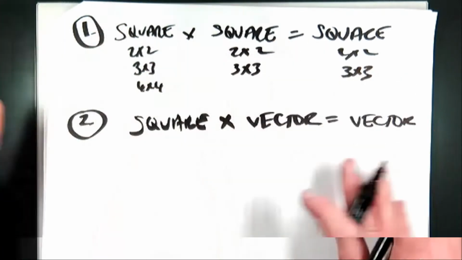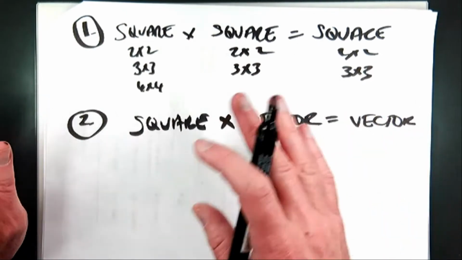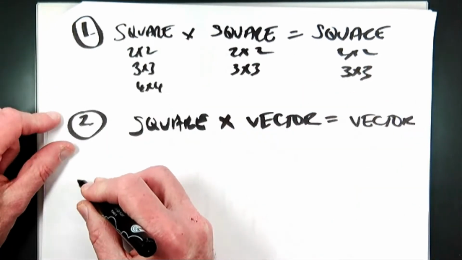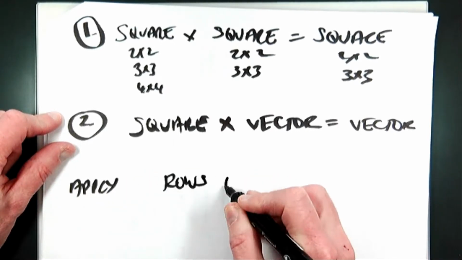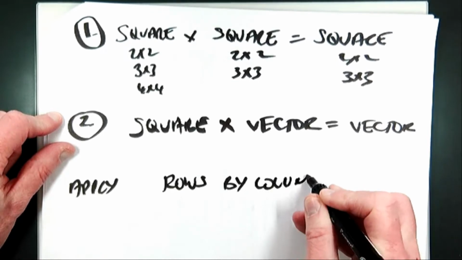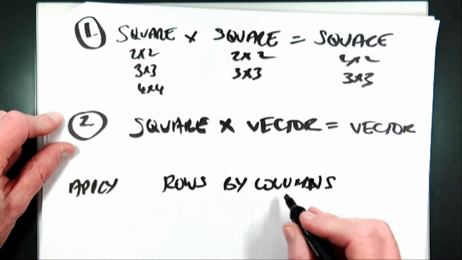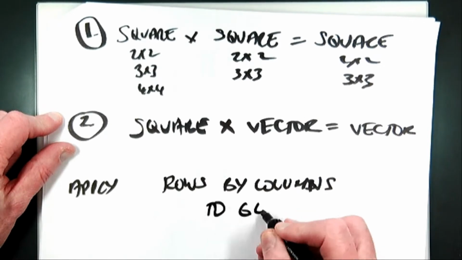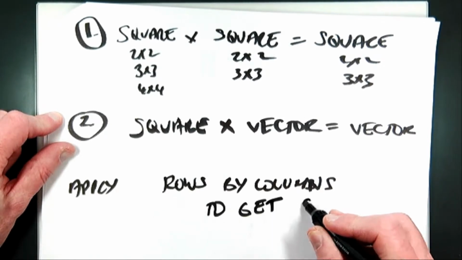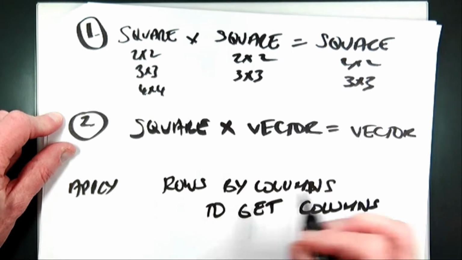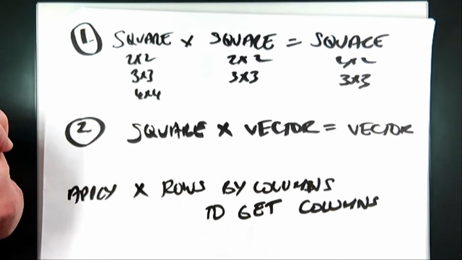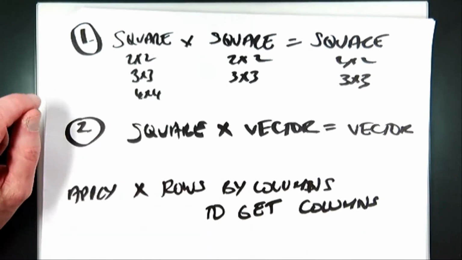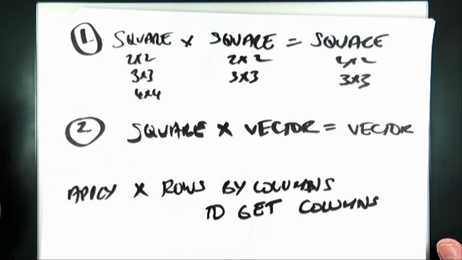Now, whenever you're multiplying matrices together, the number one rule you have to apply is this: you're multiplying rows by columns to get columns. This is the column of the product matrix. I know I'm making a mess of this, and it sounds a lot more complicated than it is, but it isn't actually that complicated.